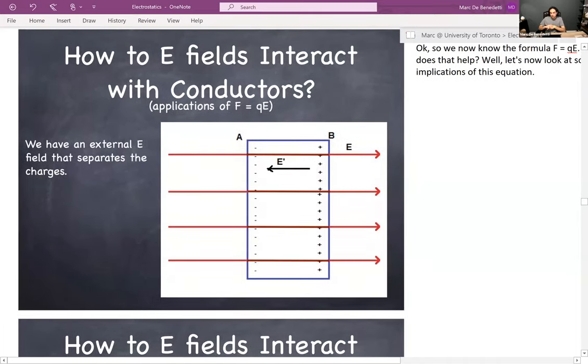How do E fields interact within conductors? And brilliantly, the equation F equals QE is able to answer this question. So it's a pretty powerful little equation, even though we haven't really done anything. So for instance, let's assume we have an external electric field. That's these red lines here. That's just an electric field that we generate in space or in air or whatever.